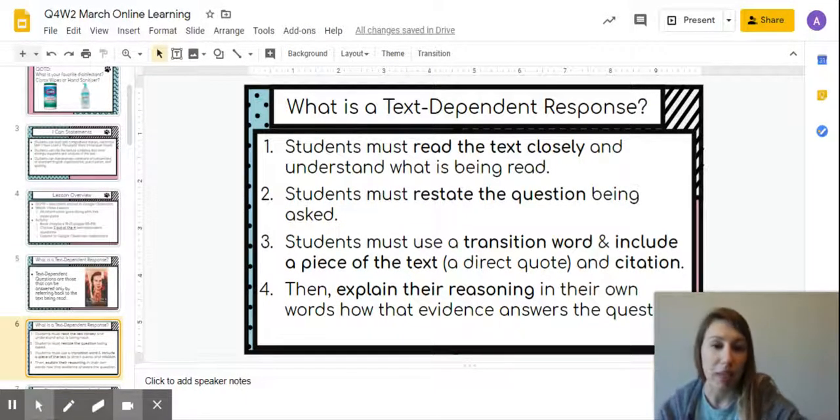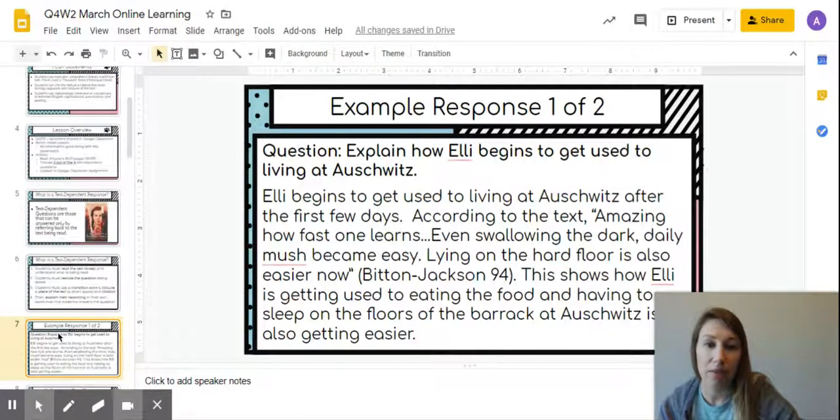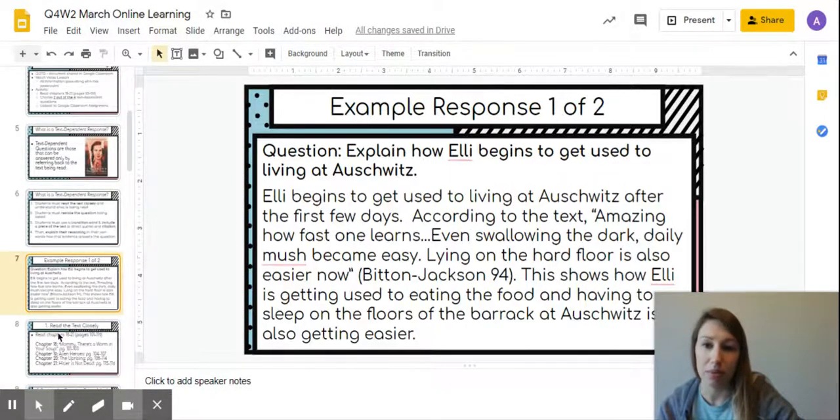So what is a text-dependent response? Students must read the text closely and understand what is being read, must restate the question being asked, use a transition word, include a piece of evidence and your citation, and then ultimately explain your reasoning on how your evidence answers that question. It's pretty much review for today. This is stuff you guys have been doing all year and more heavily during this book. So I have a couple of response examples.